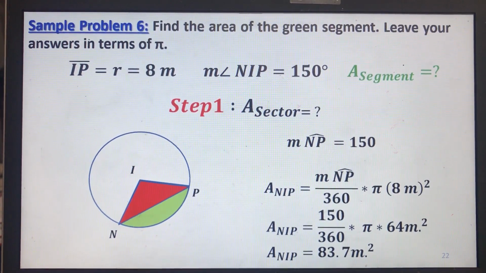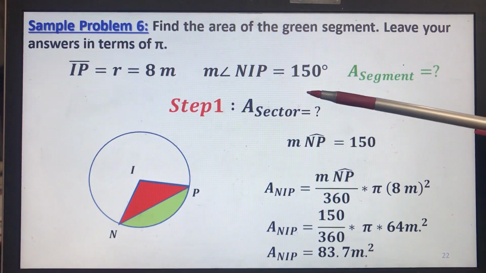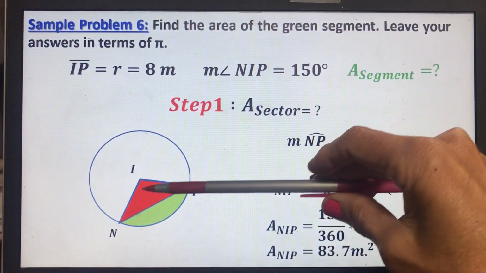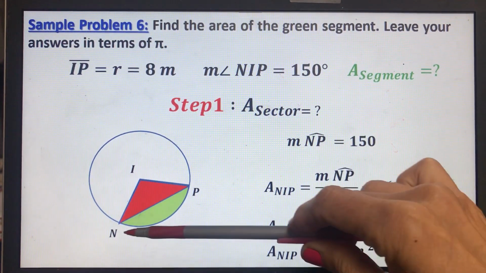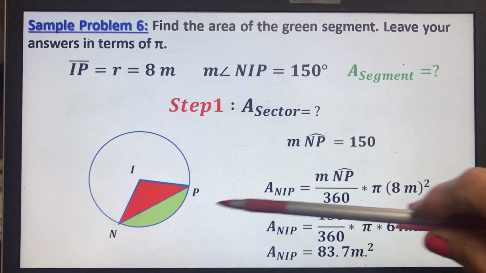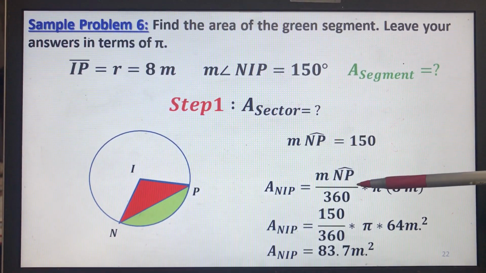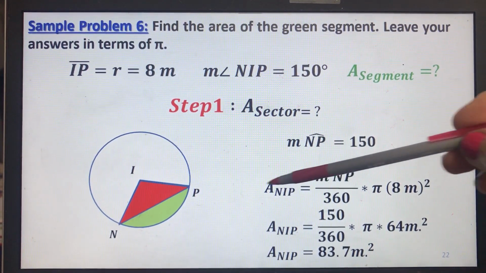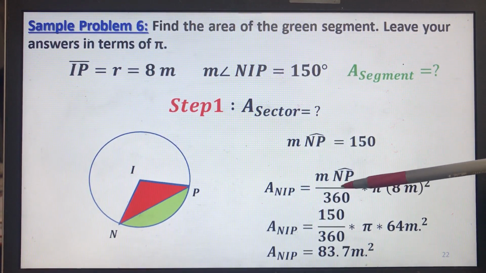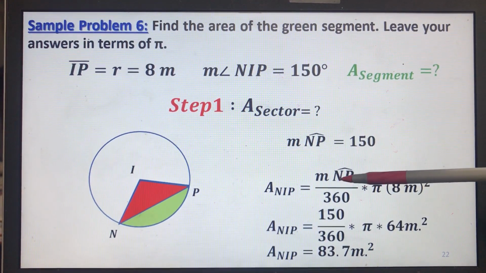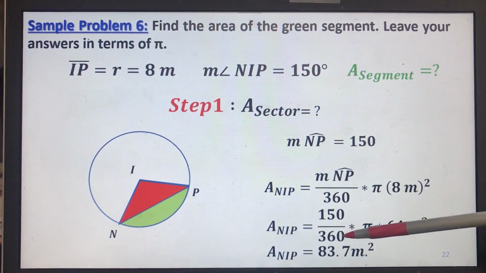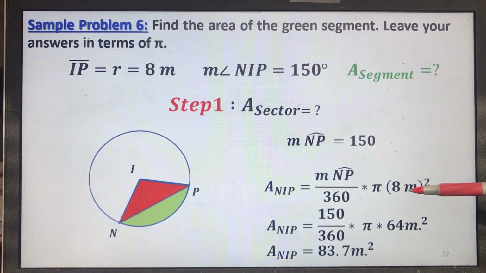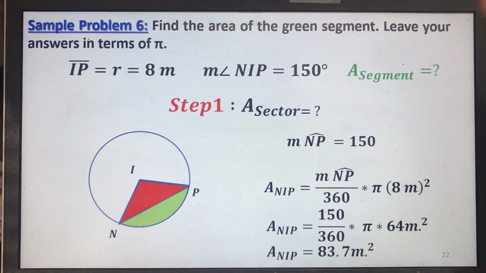By definition, we already learned how to find the area of the sector. This sector, remember, since the central angle is equal to 150 degrees, that means that the measure of minor arc NP, by definition, is also going to be equal to 150. So the area of the sector, represented by NIP, is going to be equal to the measure of minor arc NP, which is 150 divided by 360, times pi times the square of the radius. In this case, it's equal to 8, because it's given.